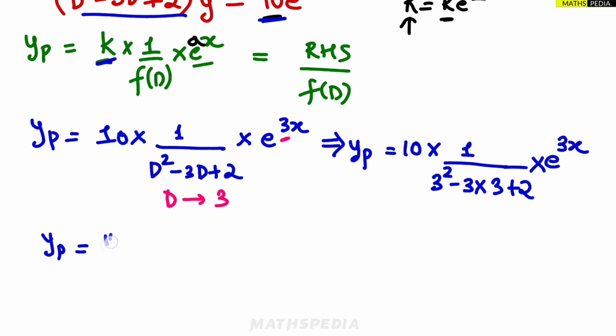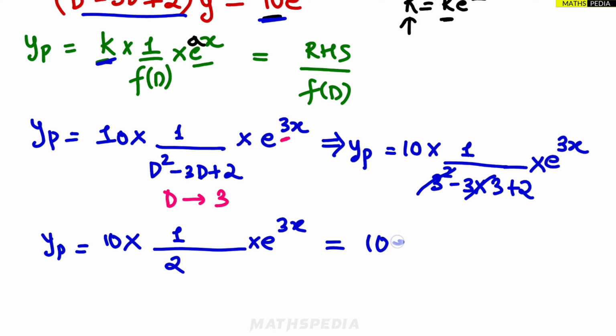So you are getting the value as yp is equal to 10 into 1 divided by 9 minus 9, which is 0, so what is left out? 2, right? So 2 into e power 3x. So directly you can write the answer as 10 into e power 3x divided by 2. That's why I said you can directly write 10 e power 3x. That's also fine. And this is nothing but the yp value.